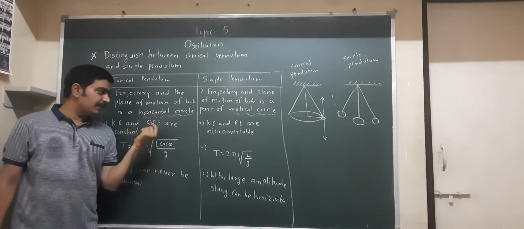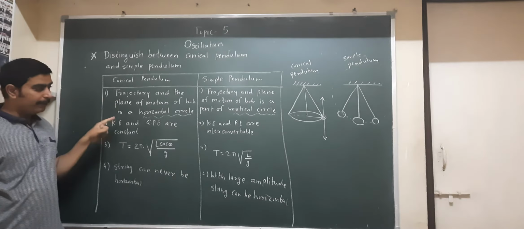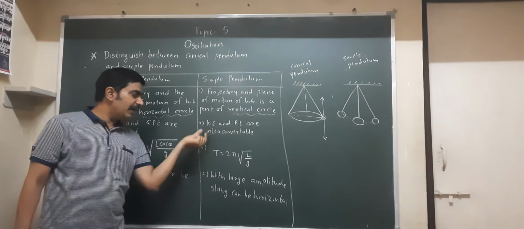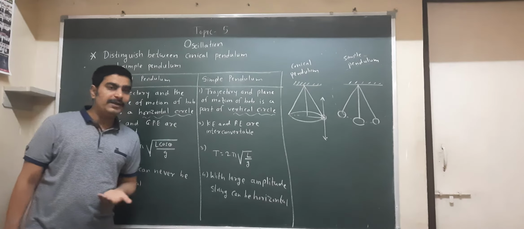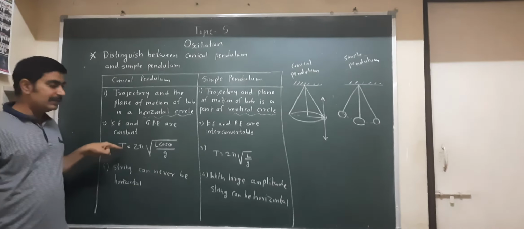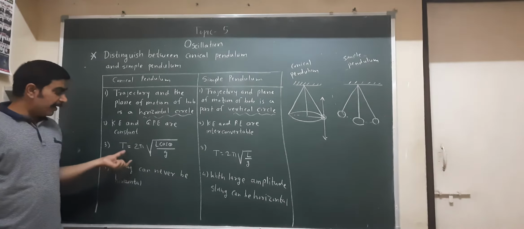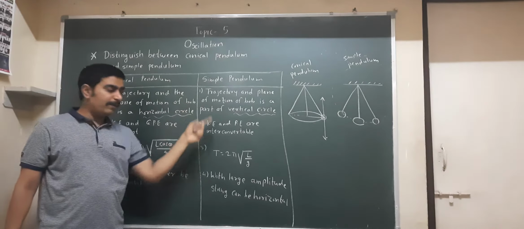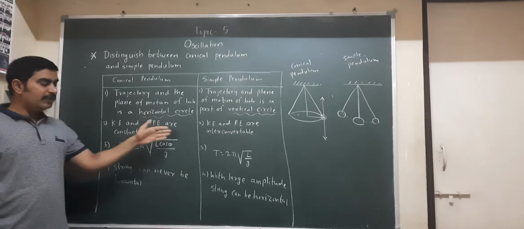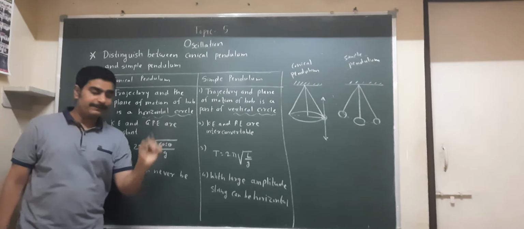So what is the point? The second point says the kinetic energy and the gravitational potential energy are constant in the conical pendulum, while in the simple pendulum, kinetic energy and potential energy are interconvertible. Third point is regarding the period. The formula for the period of the conical pendulum is T is equal to 2 pi under root L cos theta upon g. And the period of the simple pendulum has the formula T is equal to 2 pi under root L upon g. In both equations, you can find one similarity, that both periods are independent of the mass.